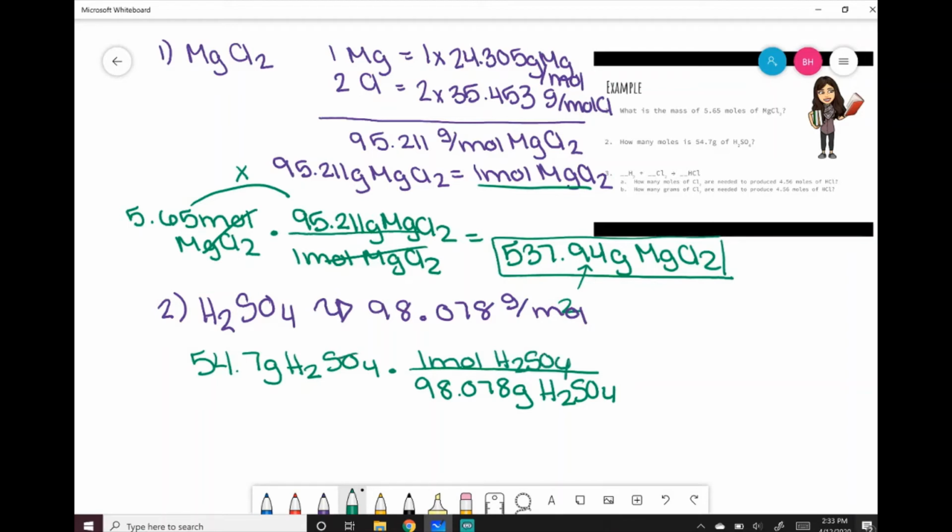And again, remember that my units cancel out because they're on opposite sides. One's on top and one's on the bottom. Now I'm going to divide. I'm going to take my 54.7 and divide it by 98.078. And what I end up getting is 0.56 moles of H2SO4.